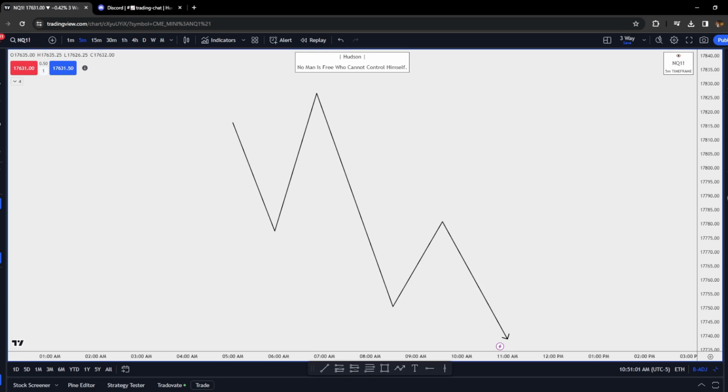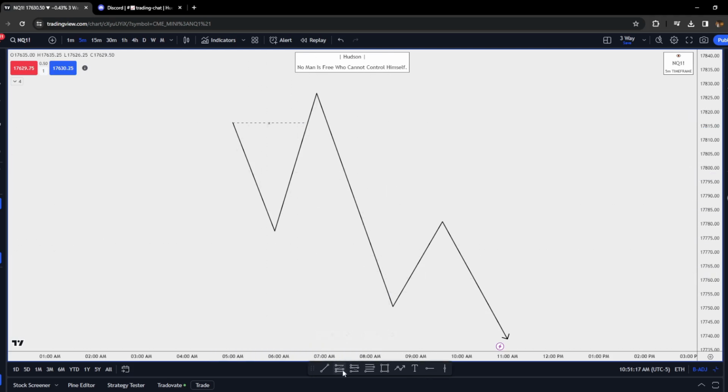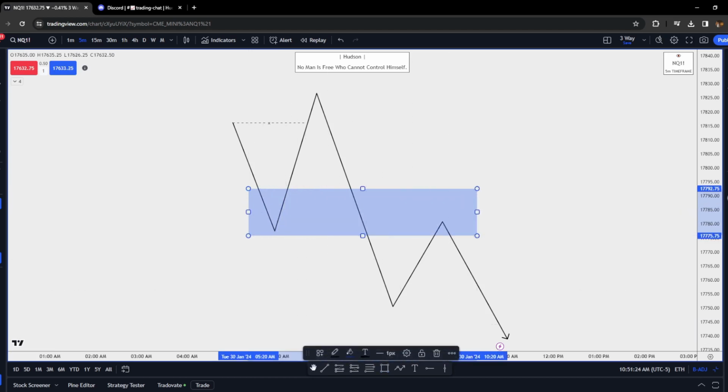So here is a depiction of what a breaker block would look like when it is formed. We have a high here, a low, a higher high, and then we slam through this low, creating a lower low. So we have a run on stops, right? We have order pairing, and this is why it's algorithmic. So we have a market structure shift at this low. This right here becomes your breaker block.